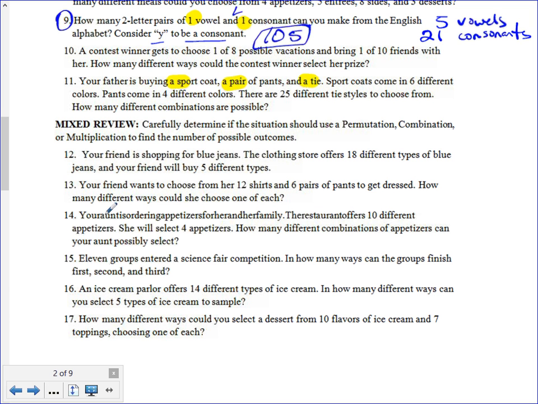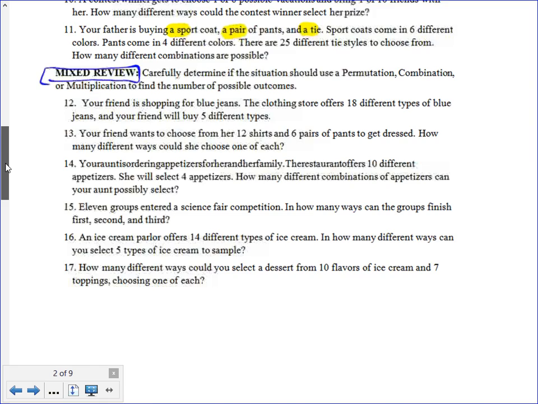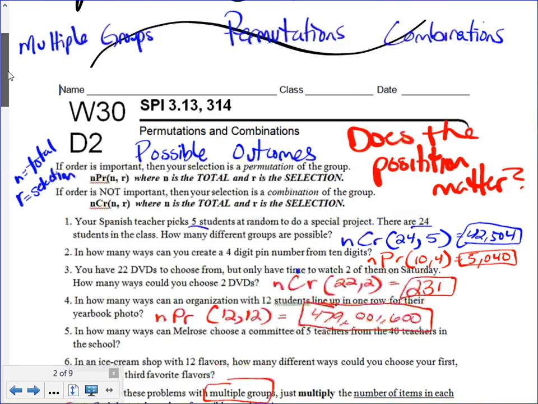Mixed review, you got to be careful. You got to pick the right one. Is it a multiple group? Is it a permutation? Is it a combination? All right, on the back is more practice. Questions at this time?